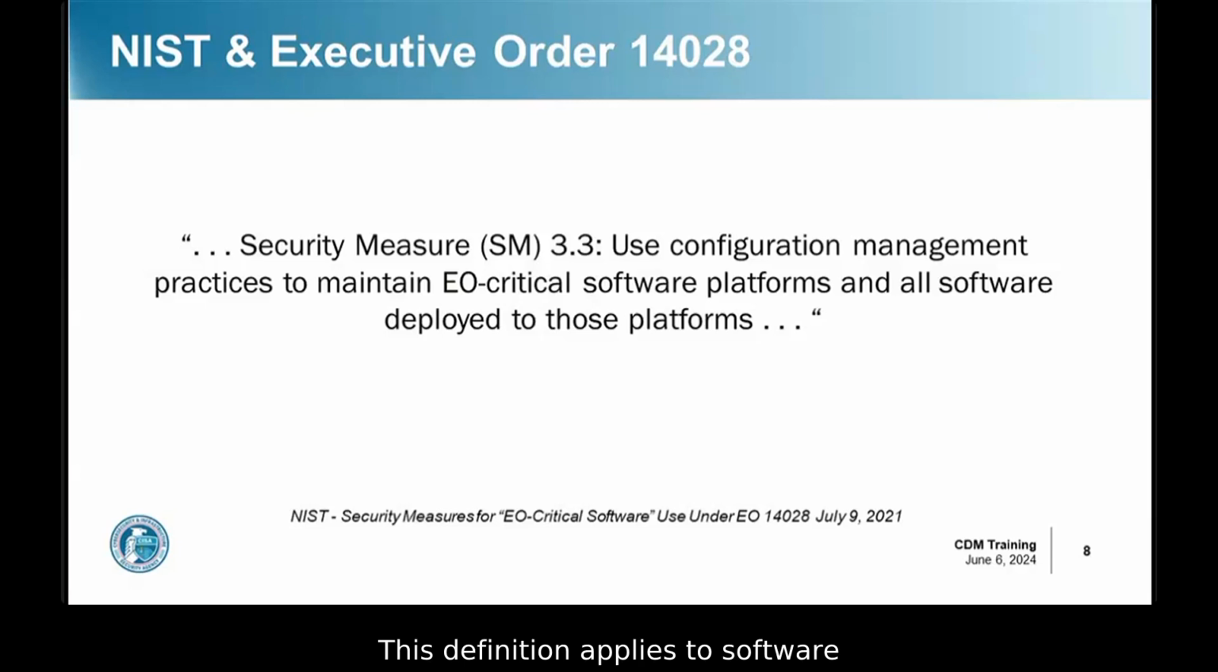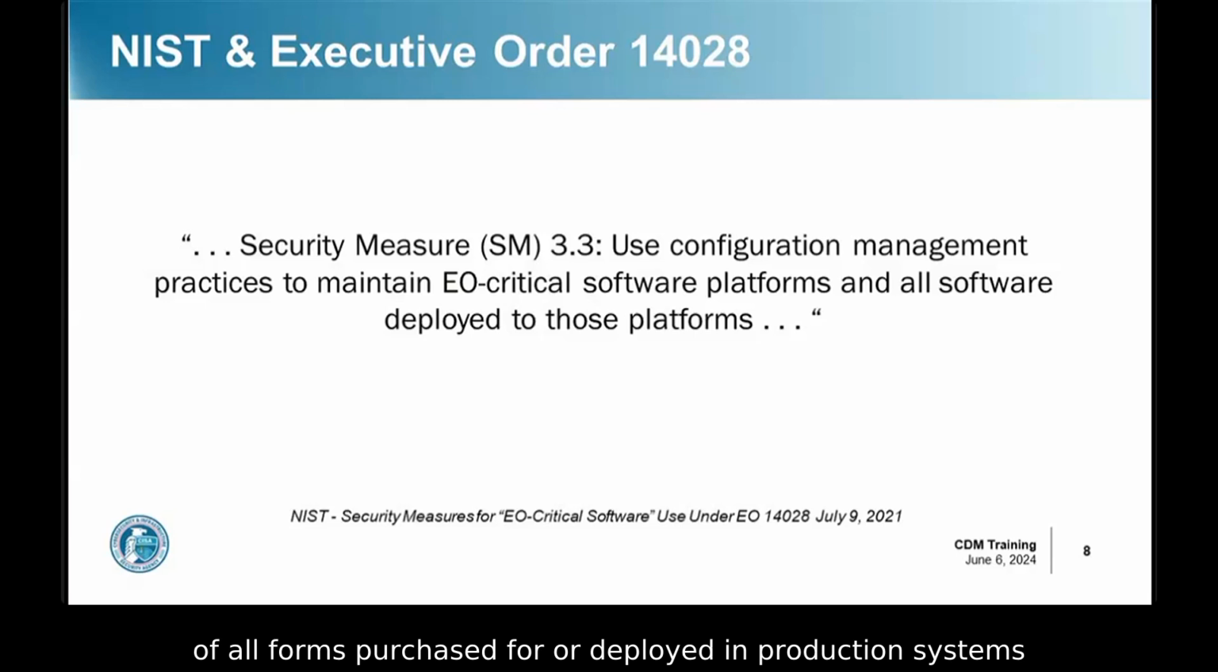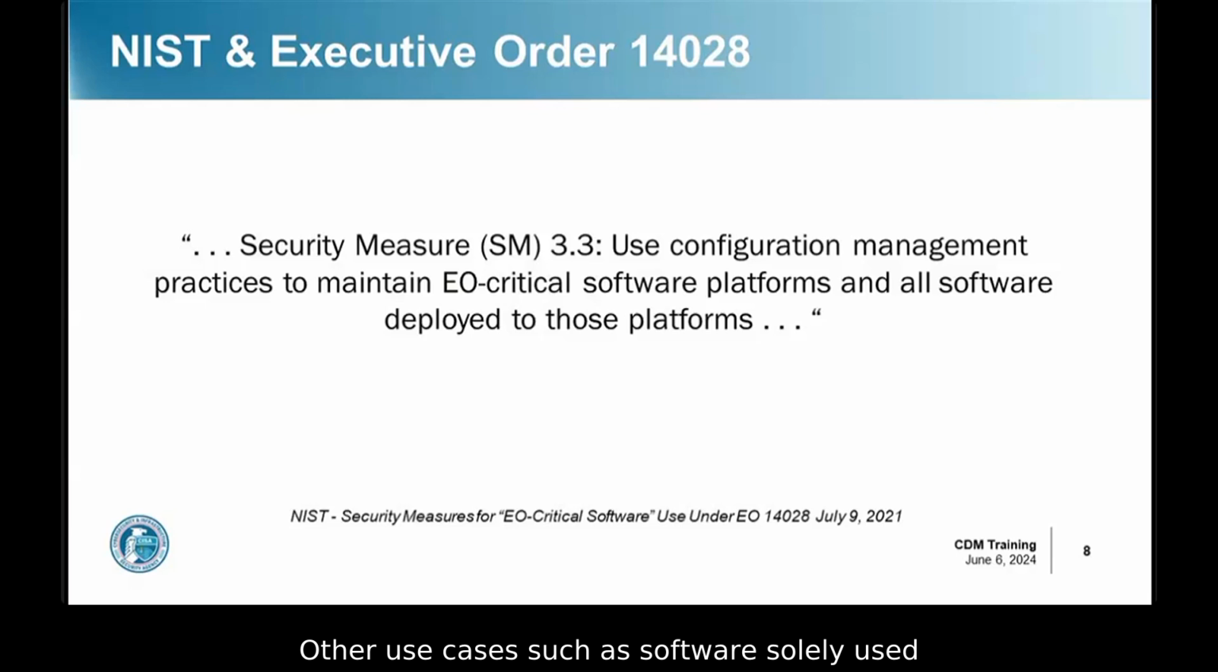This definition applies to software of all forms purchased for or deployed in production systems and used for operational purposes. Other use cases, such as software solely used for research or testing that is not deployed in production systems, aren't considered critical. EO 14028 really hits on ensuring systems are managed and configured correctly. Now, before we get into any specific details regarding the purpose of CSM, I want to make sure you have a basic understanding of what a configuration setting is.